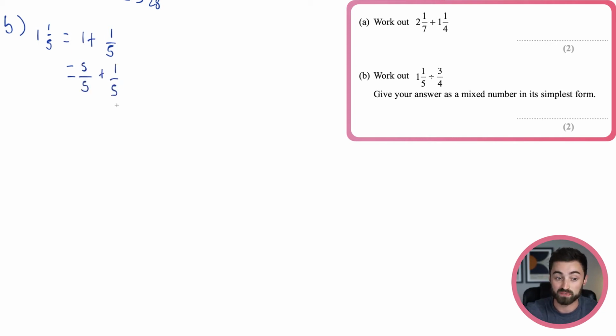I've still got the 1 over 5, so in total this is 6 over 5. So now let's rewrite what they want us to do. They want us to do 6 over 5, which we know is 1 1/5, divided by 3 over 4.